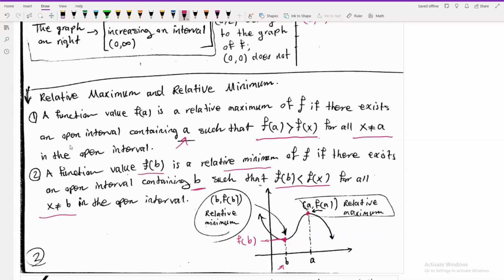And the maximum that we have here on this graph is the point based on x equal to a, and our y value is f of a. So this is the relative maximum.